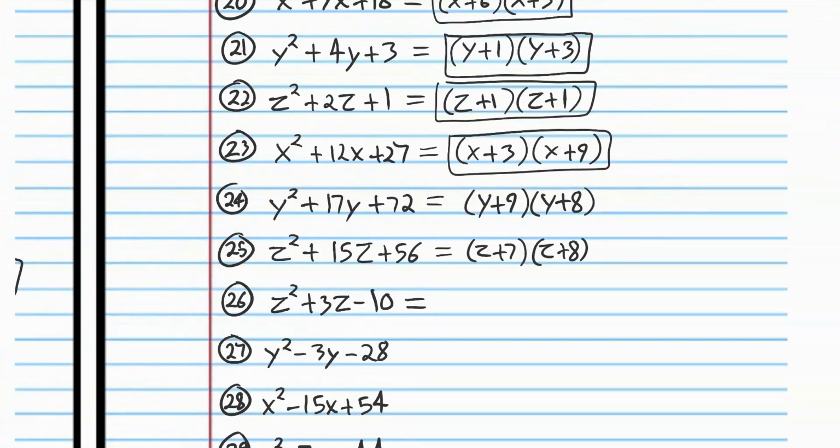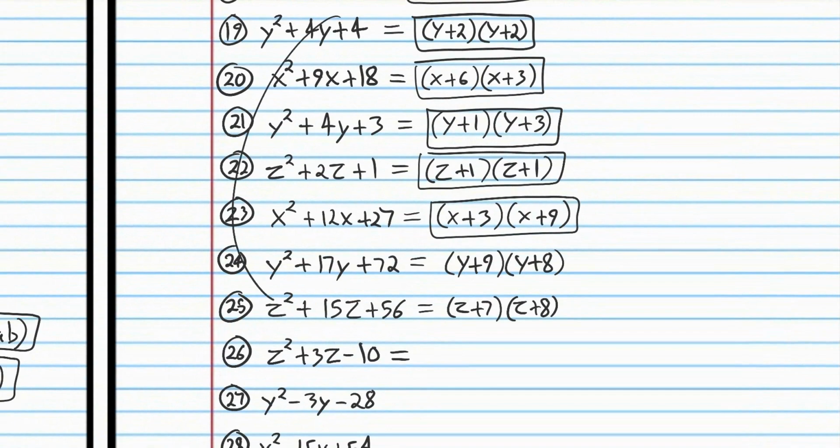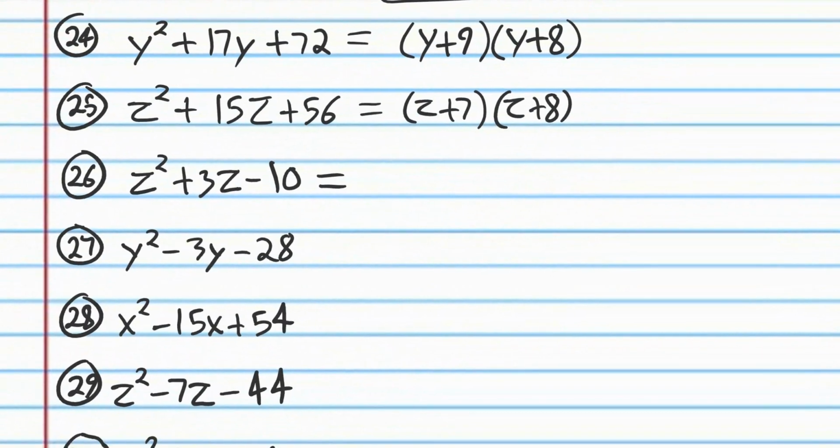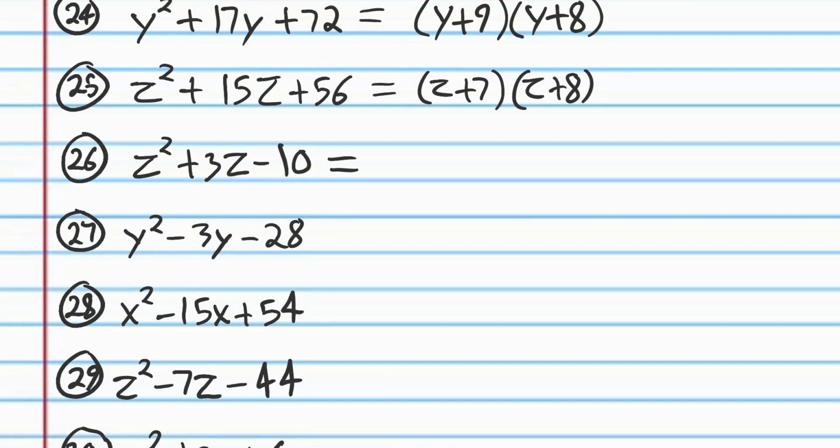In all the problems we did before, we had all positive numbers. But the process is still the same. What two numbers multiply to negative 10 and add up to 3? Again, the only difference is now we have a negative number here. So we can try negative 1 times 10, or we can try positive 1 times negative 10.